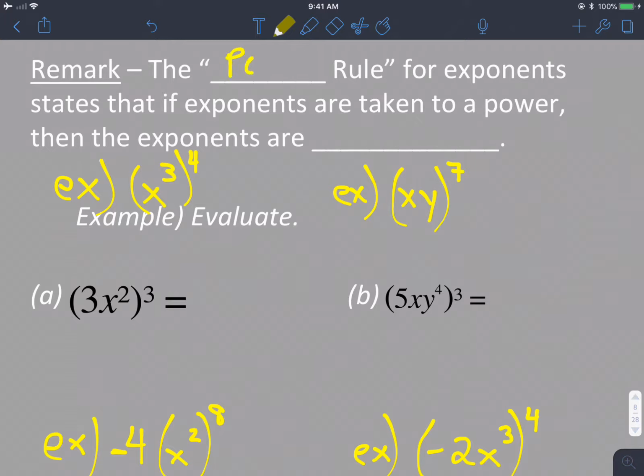Power rule. When it's power to a power, then the exponents are multiplied. It's only when you see 2 exponents put together.